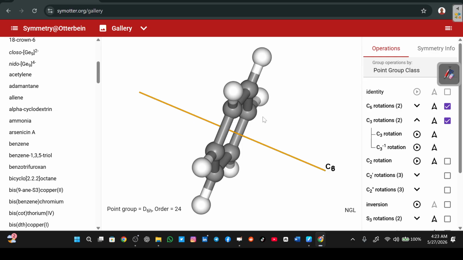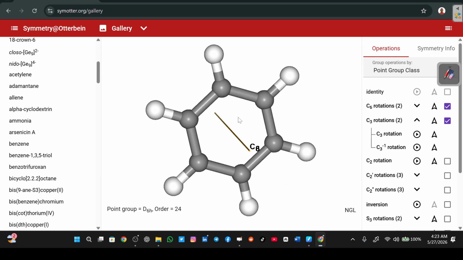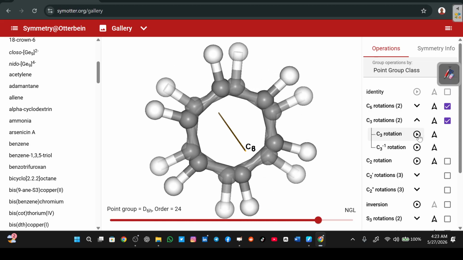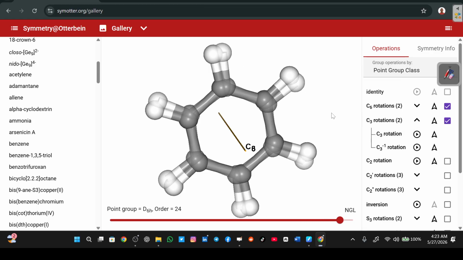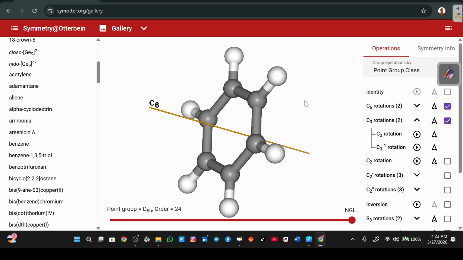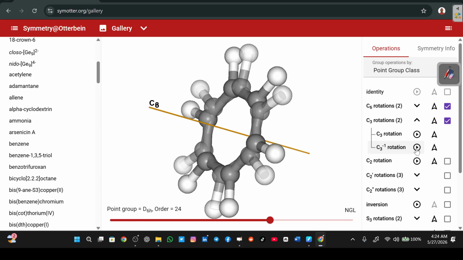So we are saying we have the principal axis, but if you rotate it by C3, that's rotation by C3. A rotation by C3 means you're rotating the molecule by 120. So that's the principal axis. That's how you're rotating it. It's a rotation by 120. If I rotate it by 240, which is similar to 120 in the clockwise direction, that's how it's rotating.